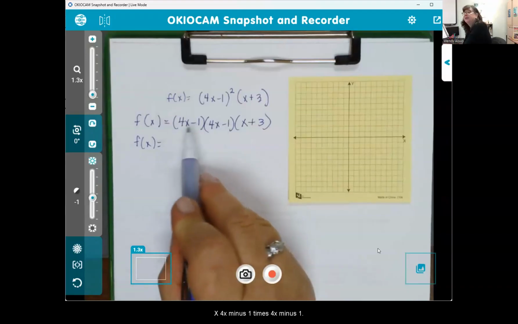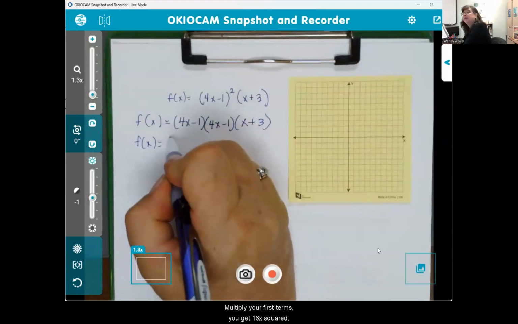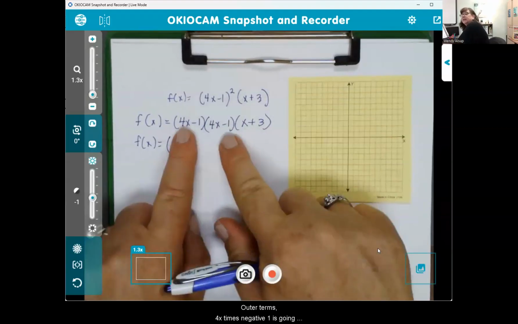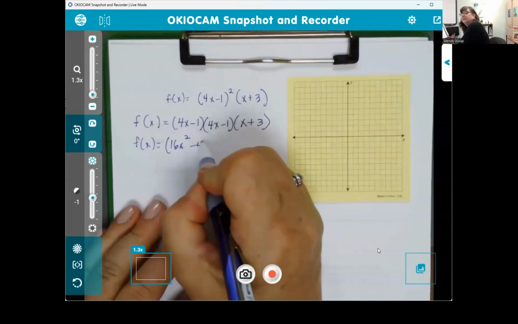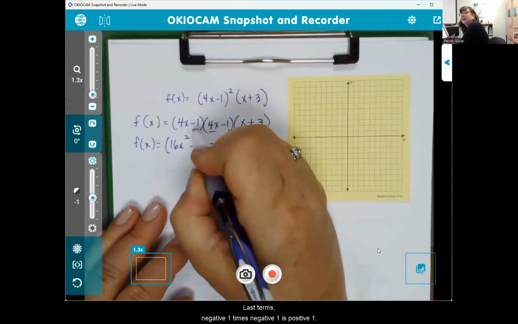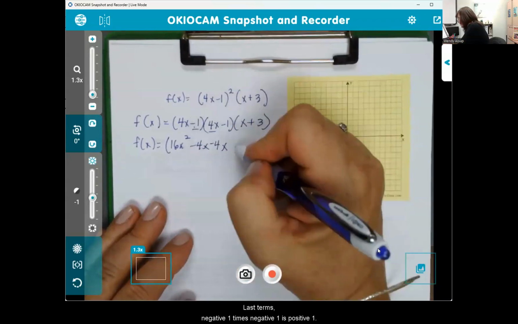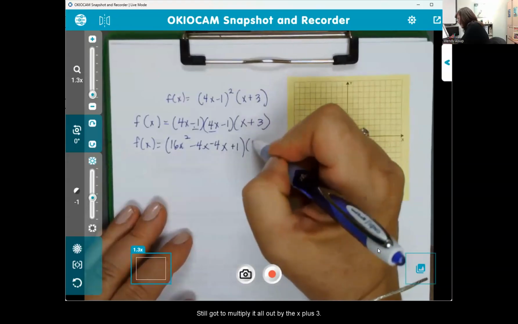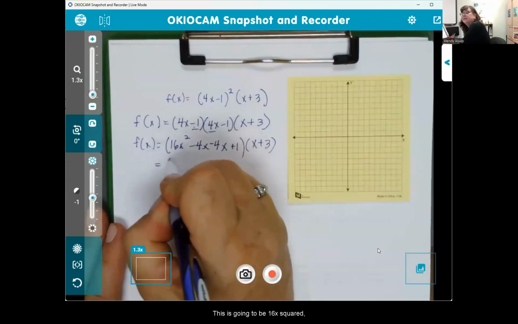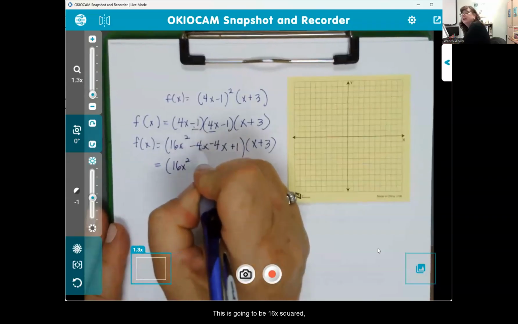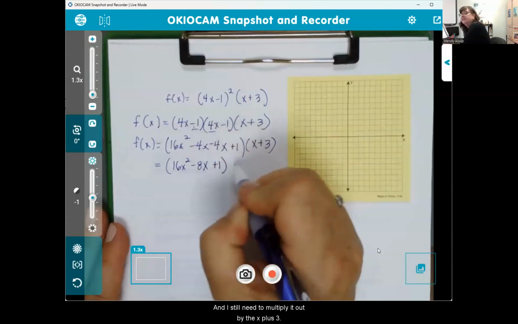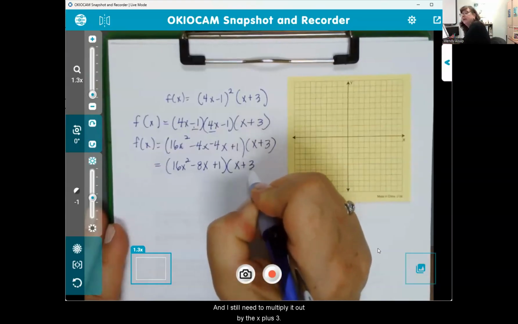4x minus 1 times 4x minus 1. Multiply your first terms, you get 16x squared. Outer terms, 4x times negative 1 is negative 4x. Inner terms, negative 1 and 4x is negative 4x. Last terms, negative 1 times negative 1 is positive 1. Still got to multiply it all out by the x plus 3. Let's simplify this. This is going to be 16x squared, negative 4x and negative 4x is negative 8x, plus 1. And I still need to multiply it out by the x plus 3.